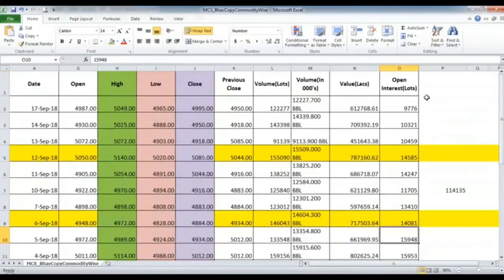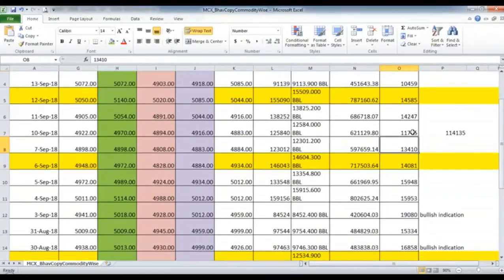Reduced, reduced, reduced, reduced, increased. When this increased, the close price is 5044, correct? Is it above the high of the previous one? Yes, sir. Bullish indication. Next day again increased, and the close price is 5085. Is it above this? Yes, it is. It is also bullish.